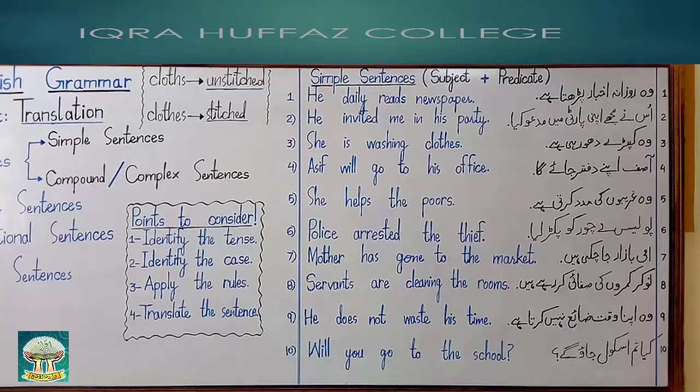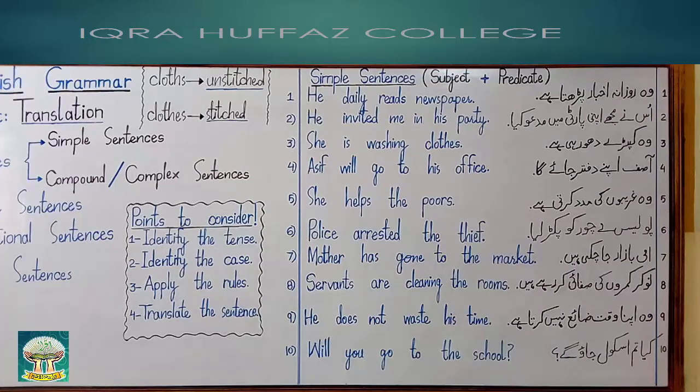Let's go through the sentence again. वो कपड़े धो रही है. She is washing clothes. And if she is washing unstitched ones, then you will say she is washing cloths. Okay? But here we mean that she is washing clothes, not cloths.